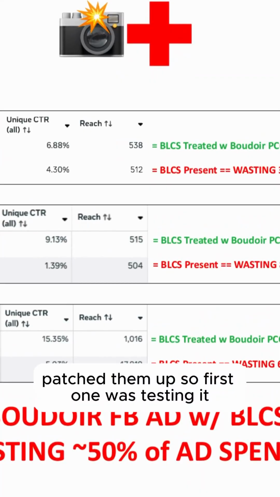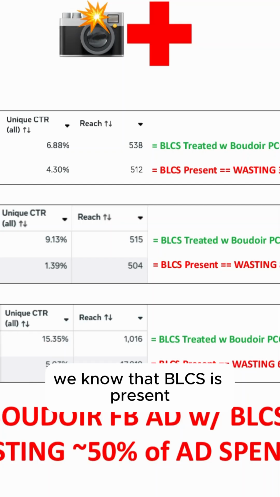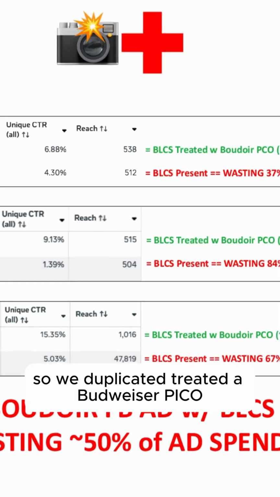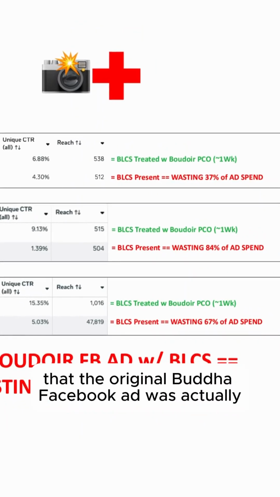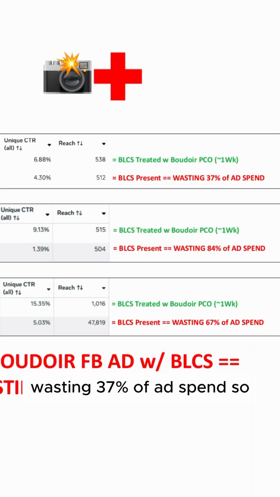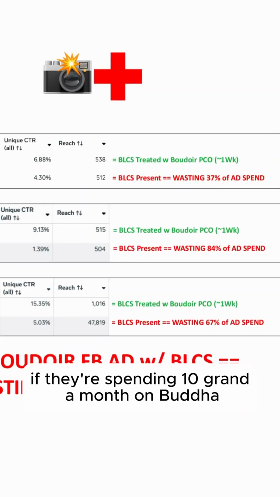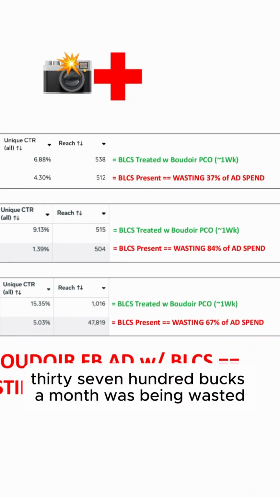So the first one, we tested it and found out unique CTR is 4.3%. Okay, when unique CTR is under 6%, we know that BLCS is present. So we duplicated, treated with Boudoir PCO, took about a week, and got the unique CTR up to 6.88%. So we found out that the original Boudoir Facebook ad is actually wasting 37% of ad spend. So if they're spending 10 grand a month on Boudoir Facebook ads, 3,700 bucks a month was being wasted.